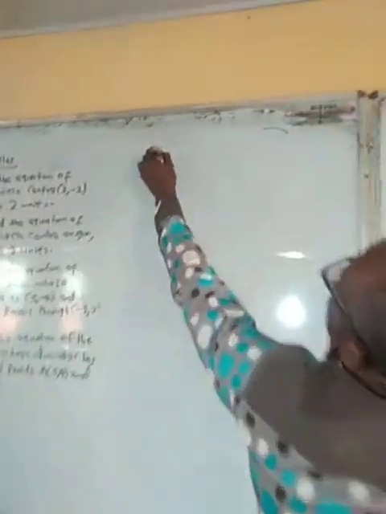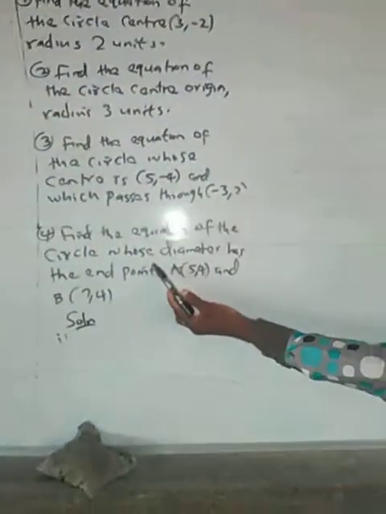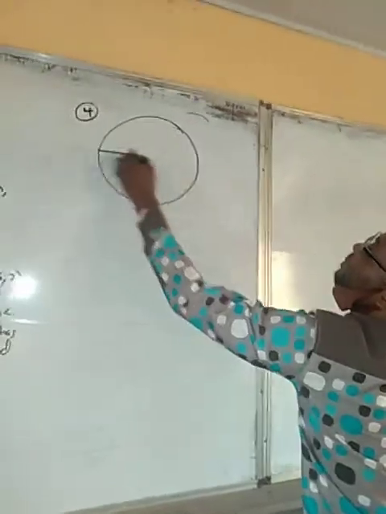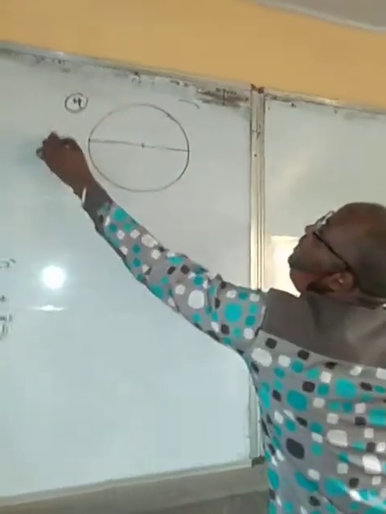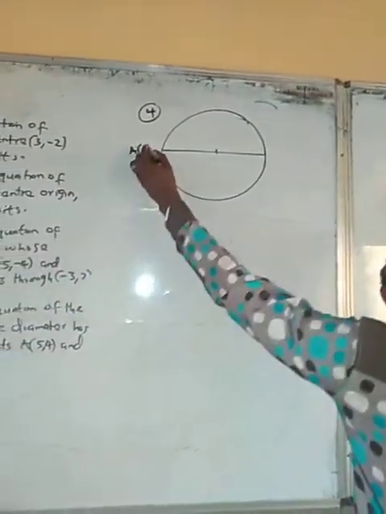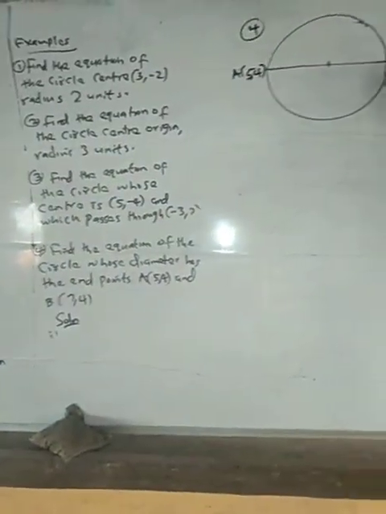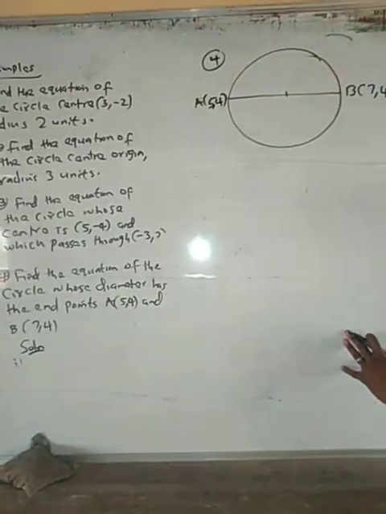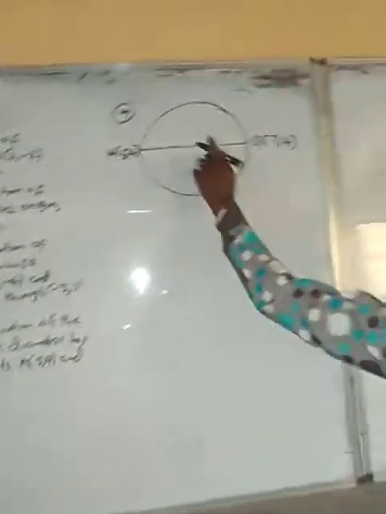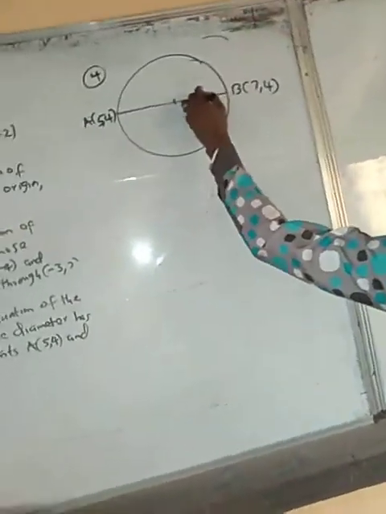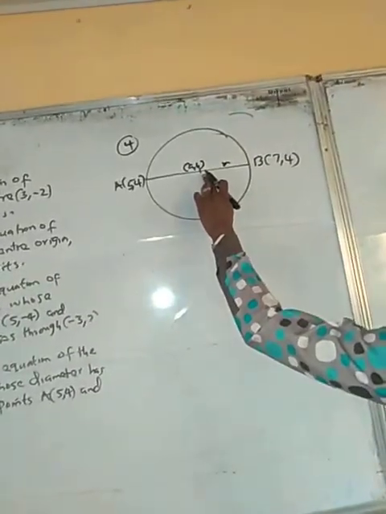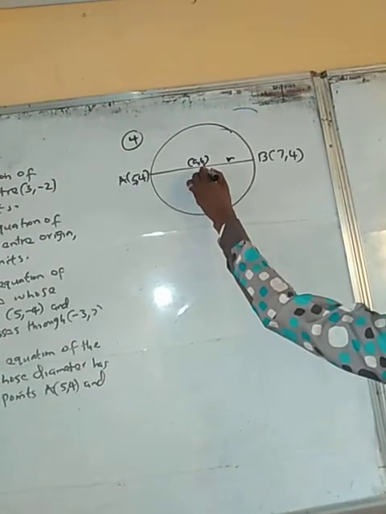Now example 4. Find the equation of a circle whose diameter has the endpoints A and B. If you have your circle, this is the diameter, this is the center, the endpoint A is 5, 4, and the endpoint B is 7, 4. So we are asked to find the equation of the circle. We need to get the radius. We also need to know the center, a, b. Since this is the midpoint, we use the midpoint theorem. This is the midpoint, that's the center.